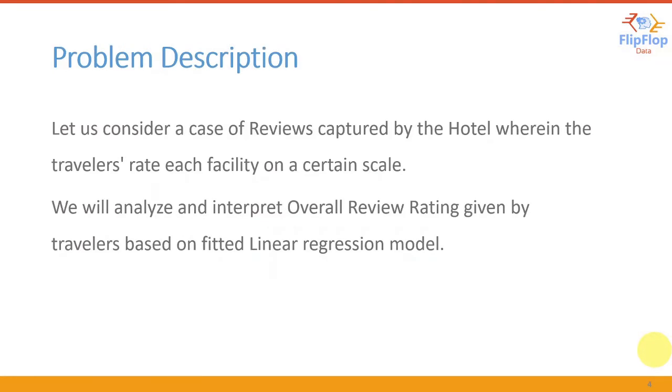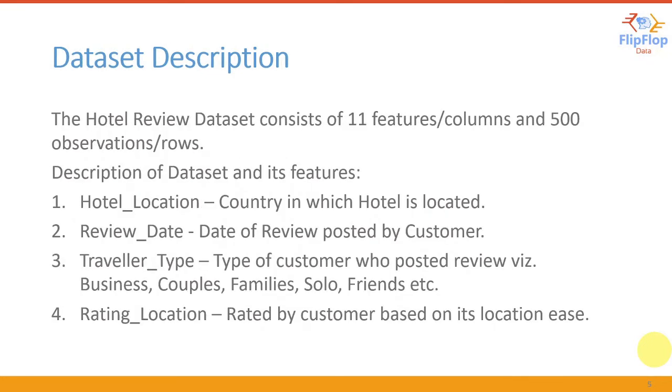So let us take up a case of hotel reviews posted wherein the travelers rate each and every facility of the hotel, and then we'll try to analyze the overall review rating based on the fitted linear regression model. So coming to the hotel dataset. The hotel review dataset consists of 11 features and 500 observations. You can go through the description of these datasets to find out what each one is for.